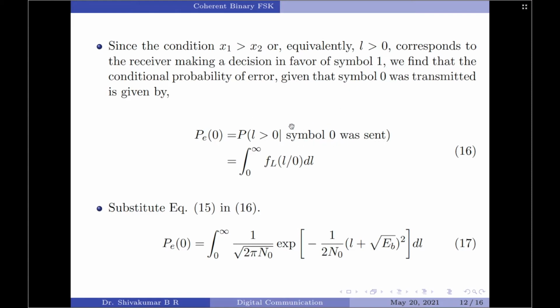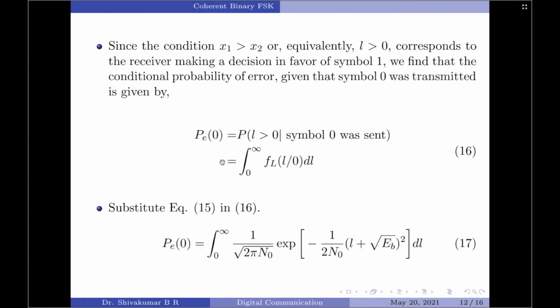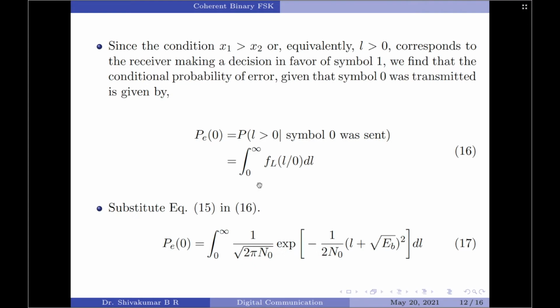So, the probability of error is equal to the probability of L greater than 0 provided symbol 0 was transmitted. This indicates the error. This is nothing but, as I previously said, integrating the likelihood function, which I have written here. So, Pe of 0 is equal to integral 0 to infinity fL of l given 0 dl. I will now substitute equation 15, which is in fact for the conditional probability density function, into equation 16, which will give me this equation. Now, just like what we have done for the probability of error derivation for binary PSK, we will change the variable from L to Z. So, what I am going to do is take the square root of the contents of the exponential function, except for the negative symbol, as a variable Z, which is given here.